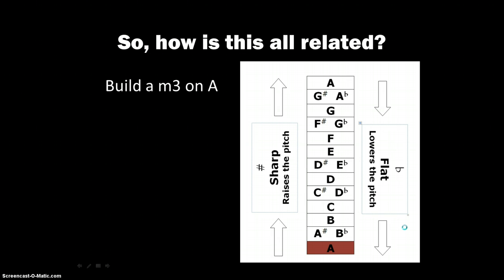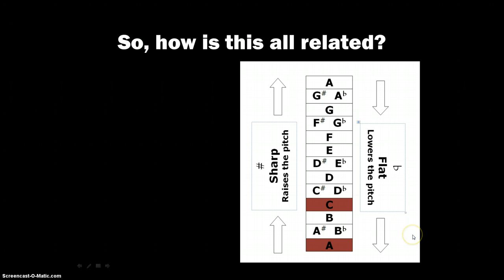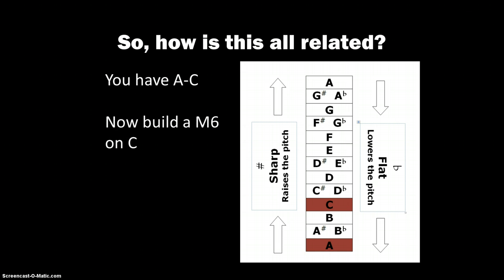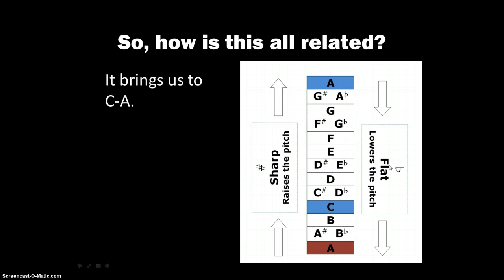How is this all related? Well, let's take an example. If we start on A and we build a minor third, we know we're going up 3. 1, 2, 3. We've got A to C, right? Now, what if we built a major sixth based on C? We would go up 1, 2, 3, 4, 5, 6, 7, 8, 9. I'm sorry, major sixth, 9. And that brings us to A.